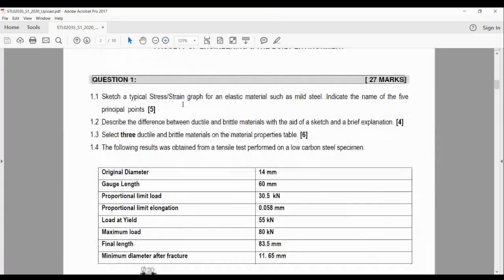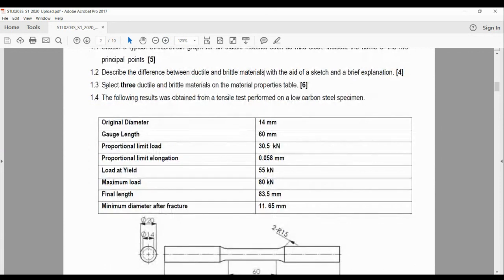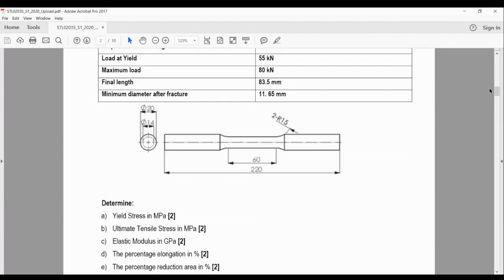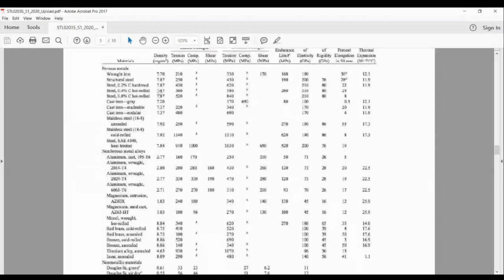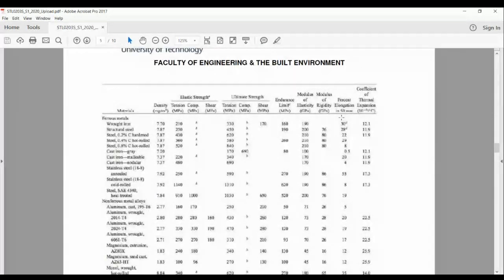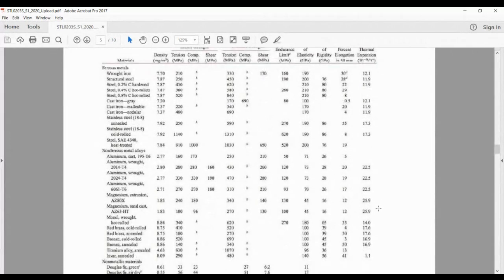For instance, I might ask you to sketch a typical stress and strain graph for an elastic material such as mild steel. I'll say describe the difference between ductile and brittle materials with aid of a sketch and a brief explanation. Select 3 ductile and brittle materials on the materials property table. The table will look like that. What I'm looking for is to understand what a brittle material and what a ductile material is. For instance, tell me what is a ductile material on this table.